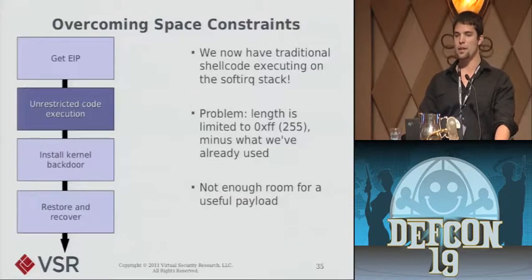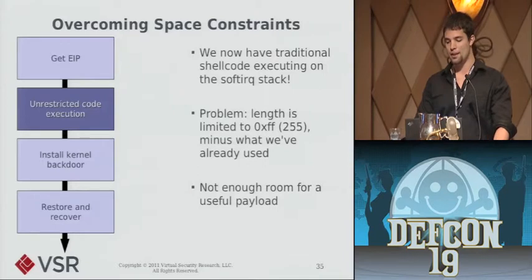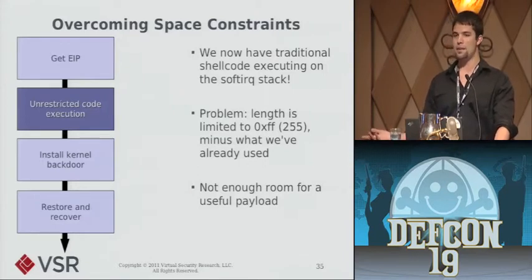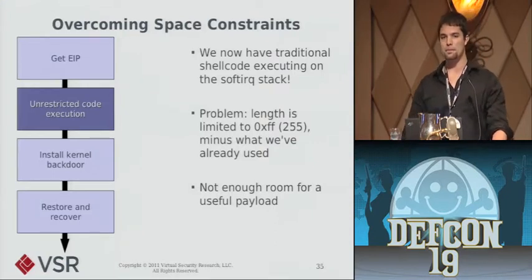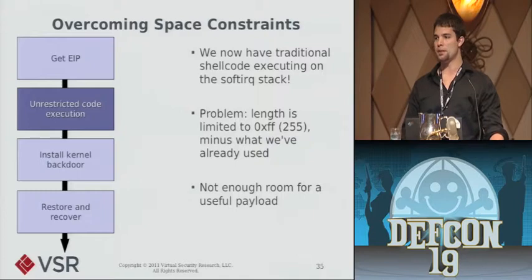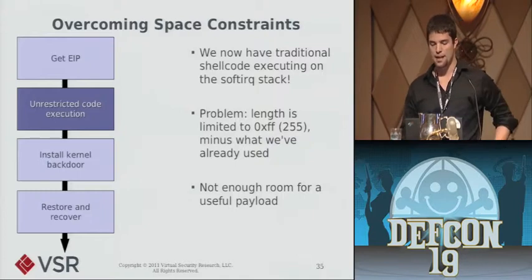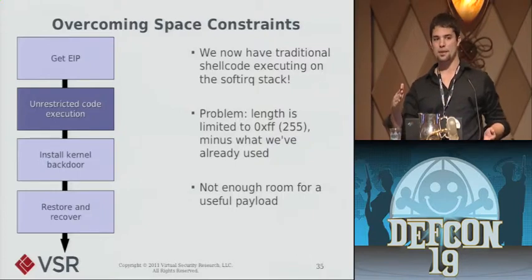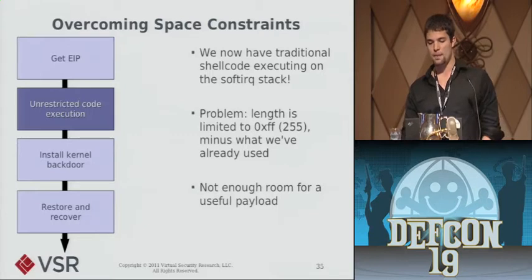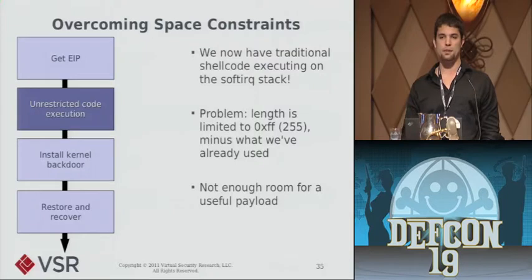So at this point, we are running shellcode on the soft-IRQ stack in kernel mode. Great. But we've got a problem. The amount of data that we could have copied into our overflowed region is limited to 255 bytes, just by nature of the particular bug that we're exploiting. And we've already used a whole bunch of that to get up to the save return instruction. We've used more for our ROP payload, so we're running very low on space, and kernel payloads can be quite big, so we really need to overcome that space constraint.